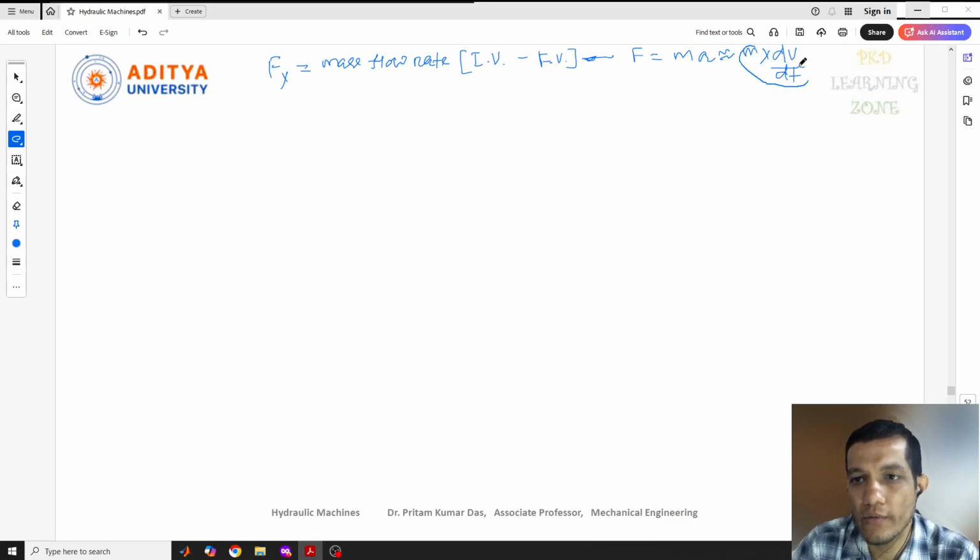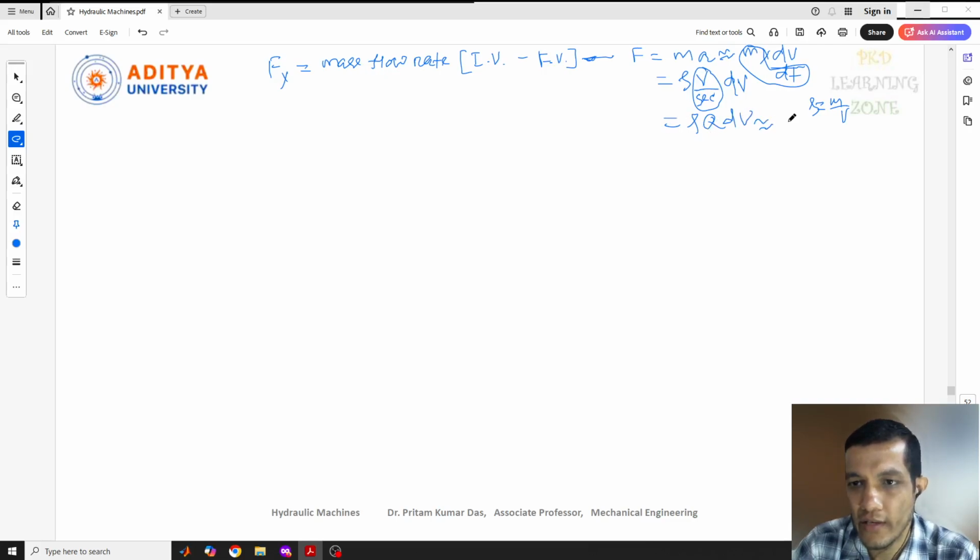So this is mass with respect to change in time. In place of mass, I can write rho into volume, because we know that rho equal to mass by volume. So mass equal to rho into volume, and I can write this volume by time, which is volume per second, and this is dV. Now this one we can write rho into Q, and this is change in velocity dV.